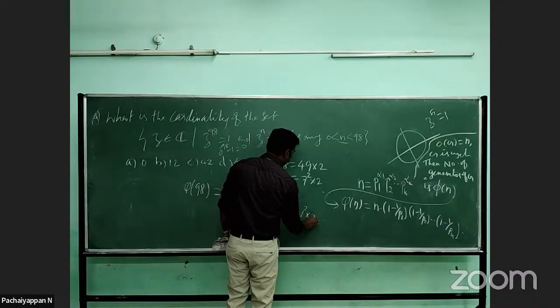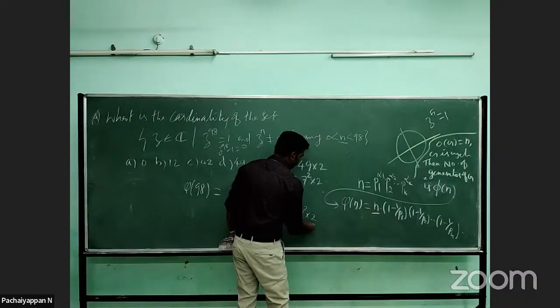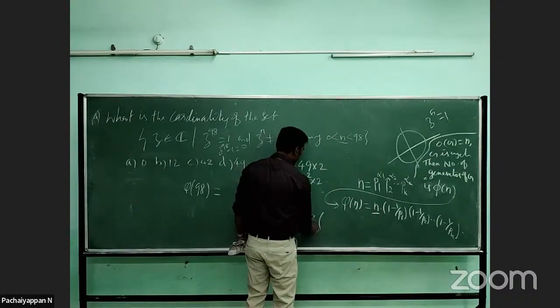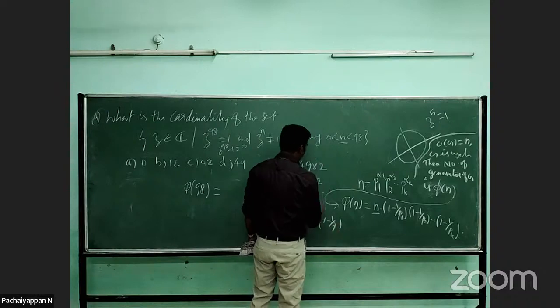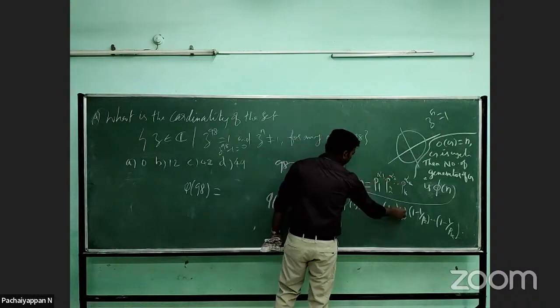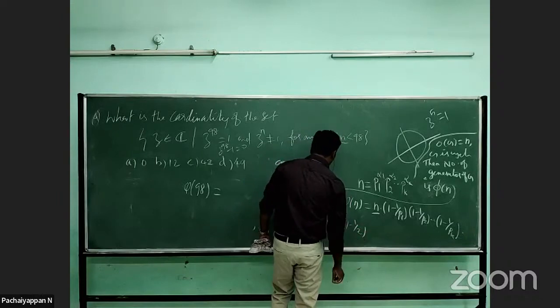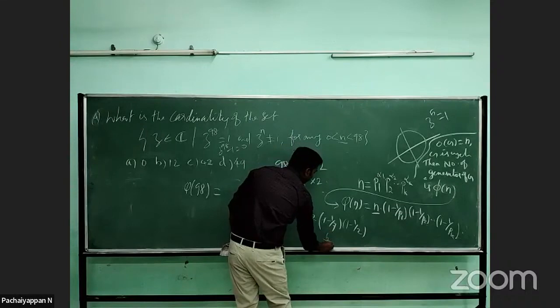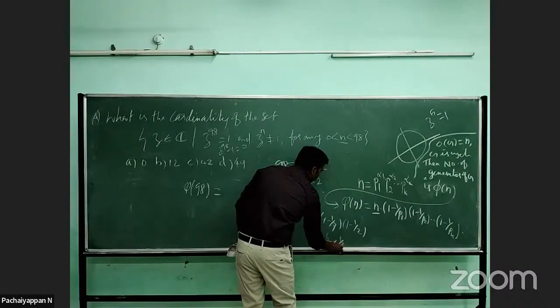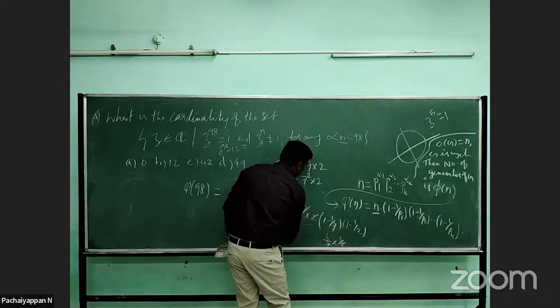7 square into 2. That is n, right? Instead of n, I just write n, into 1 by 7. It doesn't matter the power here. Into 1 minus 1 by 2, right here. This will be 6 by 7 and 1 by 2. The 7s are cancelled and the 2s are cancelled. 7 into 6.